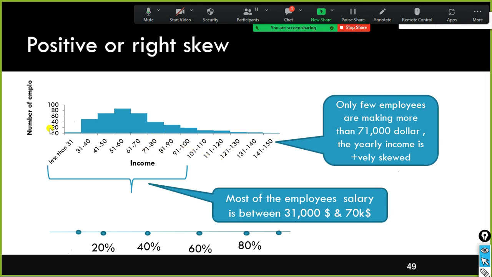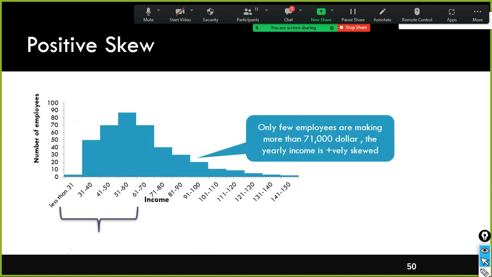If you see here, less than 20, maybe 10, 5, maybe 3, 2, 1, right? So only a few people are making more than this. This is how you need to specify. This is the story you need to tell your management. Only a few employees are making more than 71,000, and you see it's all flattening. Up to here it is tall, right? The majority of the people's salary falls between 31,000 to 70,000.